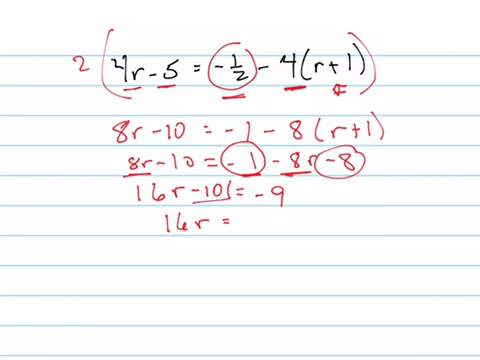16r equals, add 10 to both sides, right? 16r equals 1. r equals 1 over 16. Got it. That's easy too.